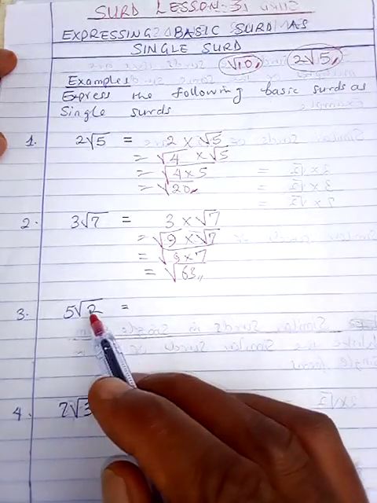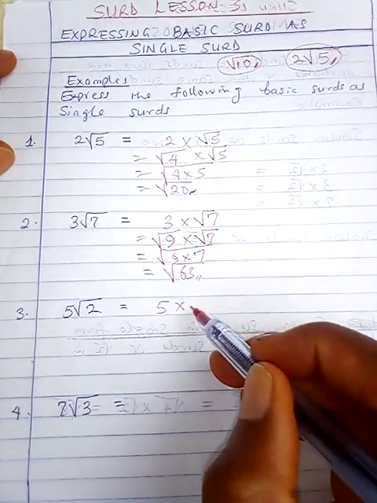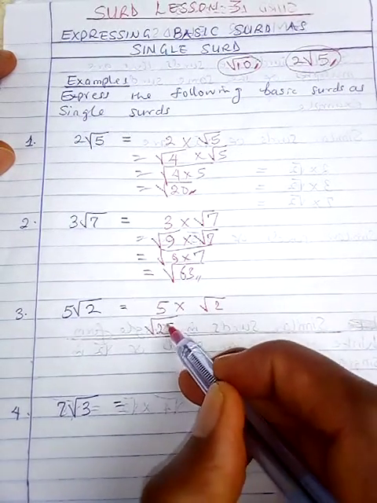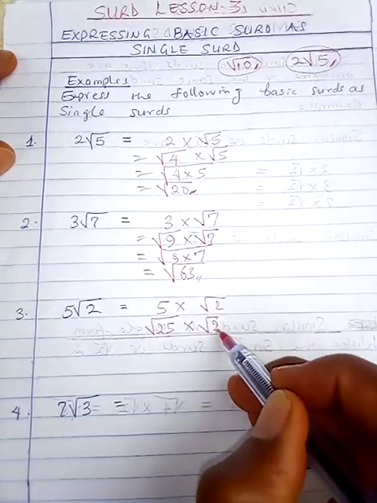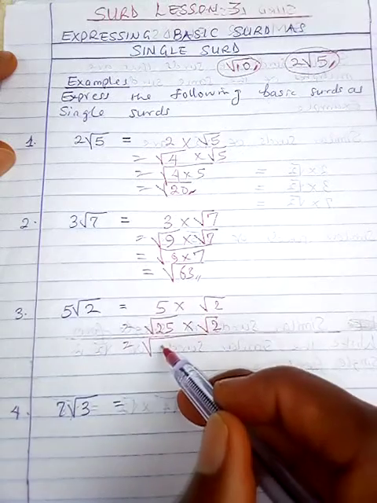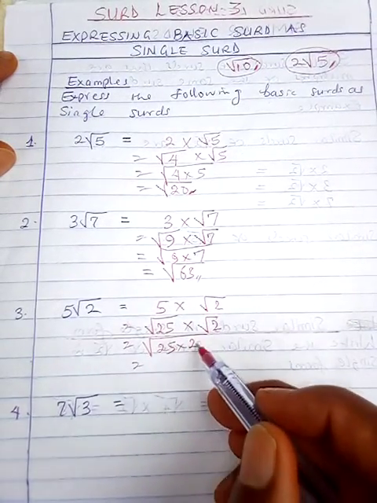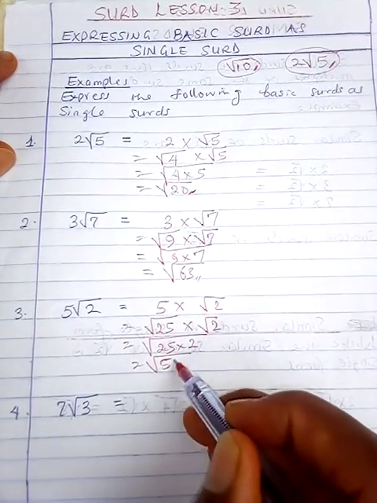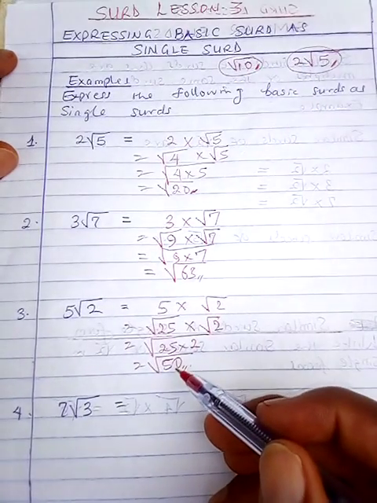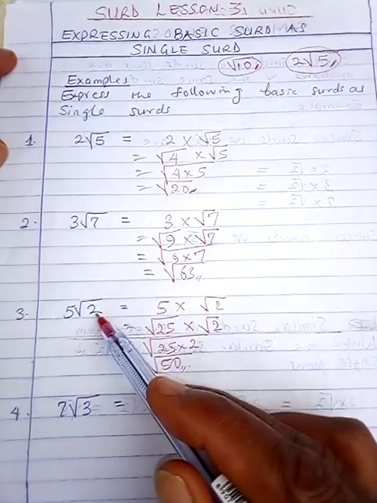Then we have the third example that says 5√2. Similar thing will happen. We expand 5. That gives us 5 times √2. Then the square of 5 is 25. So that gives us √25 times √2. Now √25, we're going to express it as a single surd, to give us √(25×2), and then 25 times 2 is going to give us 50. So we have the square root of 50, or √50. That is the single form of this mixed or basic surd.